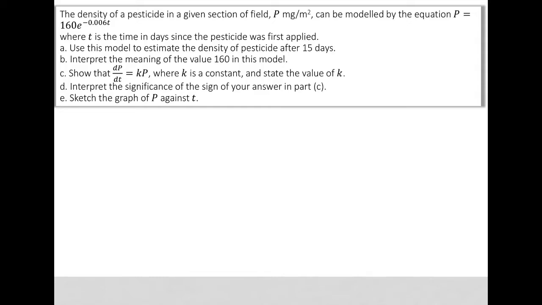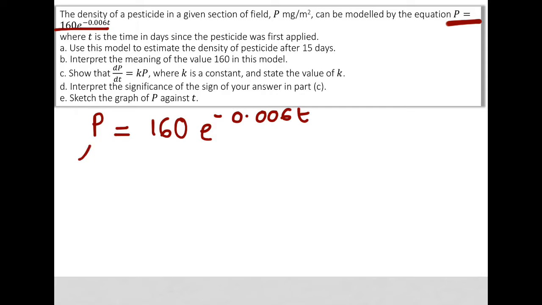So, first key part is this. This is our function. Let's just draw with a thinner line. And this is the function that describes our model. So I'm going to write that P equals 160 e to the negative 0.006 t. And P is density. T is the time in days.